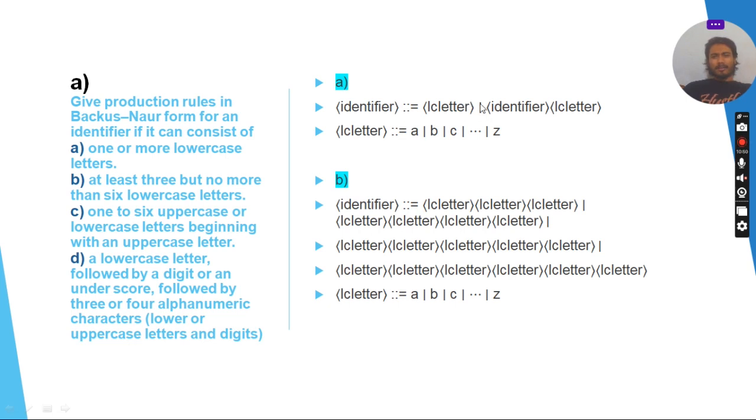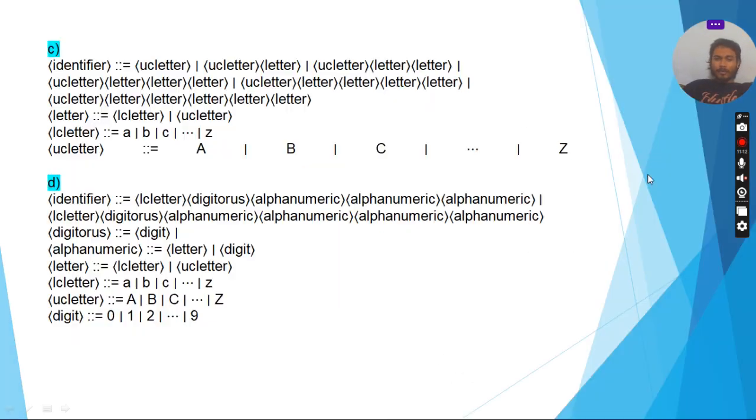Basically, this is what we concluded. There is nothing different in this. So the letters which we have are A, B, C, D, meaning the alphabets we have in our English grammar. Then another question is: at least three but no more than six lowercase letters, or upper class or lower class letters, beginning with an upper class letter. So I think this is how the question is solved, as I have told previously.